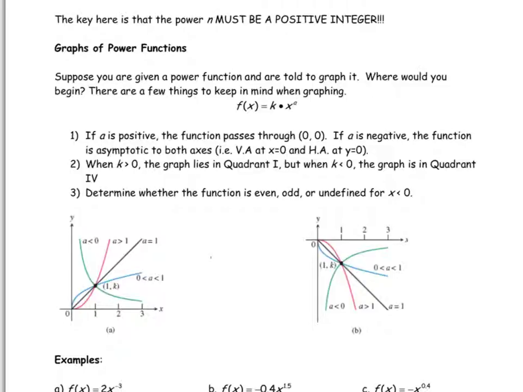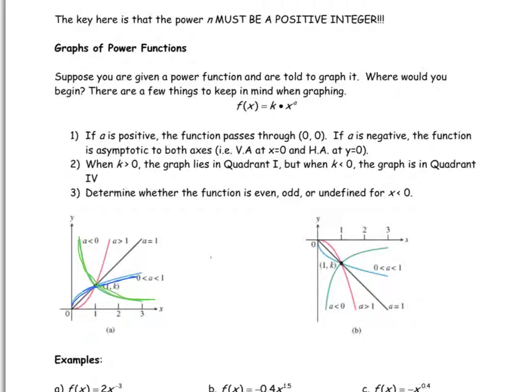Okay, right here. And then again, the last example, which I think most people have a hard time with, is if a is less than 0. Right here, it's going to look like that of a rational function.